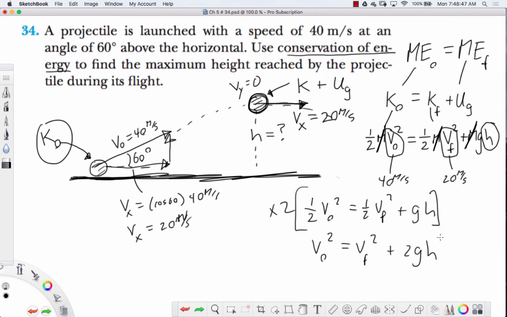So basically now what you do is you plug the numbers in, solve this for h, and h comes out to be 61.2 meters.